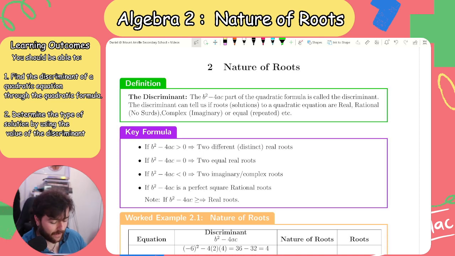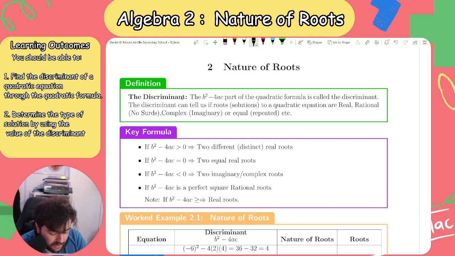Hello everybody. Okay, so in this video we're going to be going over the nature of roots. We're going to be looking at the nature of quadratic functions. We're going to determine if the roots or solutions to that equation are real roots, imaginary or complex roots, or repeating roots. So what is the discriminant?